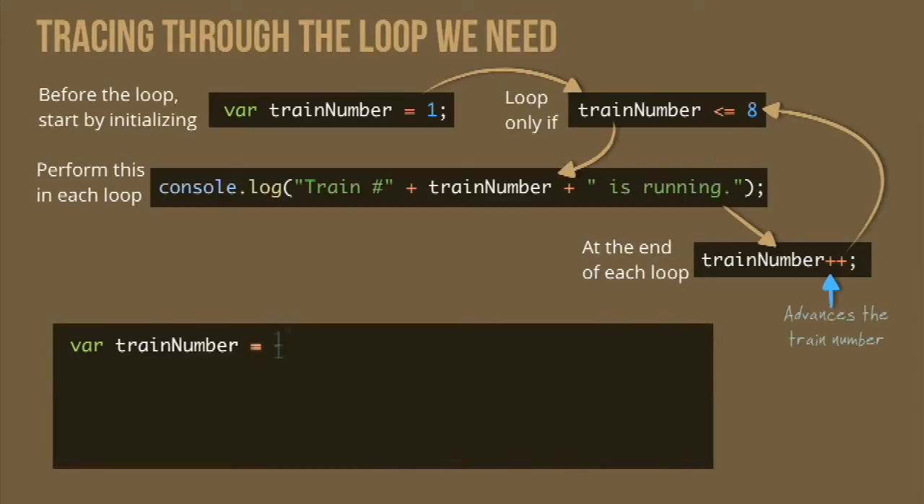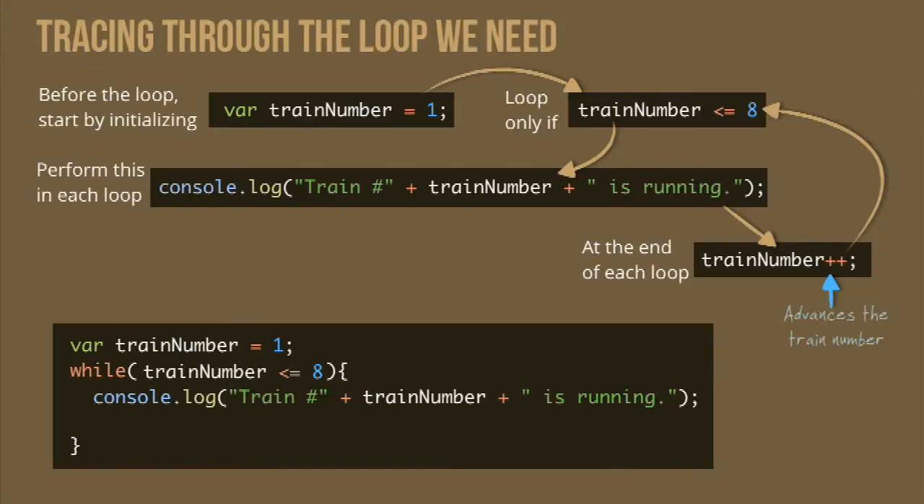Now the while loop for this is going to look something like this. In there you can see our initialization of the train number to 1. You can see our condition to check, which is the train number less than or equal to 8. You can see our printout of the train message, and you can see our incrementation of the train number.